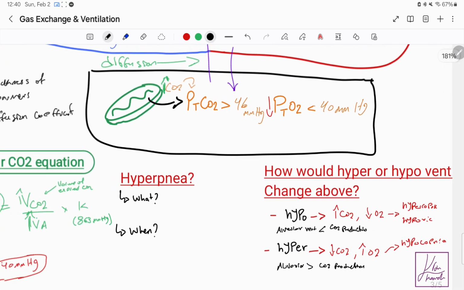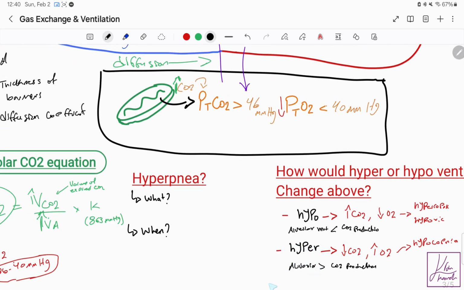Okay, there is a specific term we use when both of these match, and that's called hyperpnea. So when the alveolar ventilation is increased or high, and that's going to be the same as your CO2 production, or I should say the volume of CO2. Well, when those two are high, both of them at the same time, and they're equal, that's called hyperpnea. So what is it? It's exactly this.